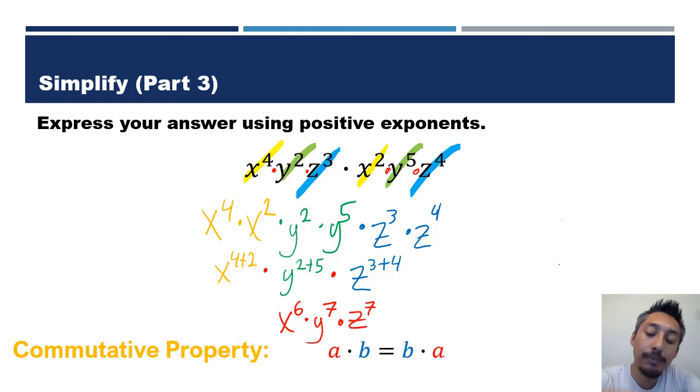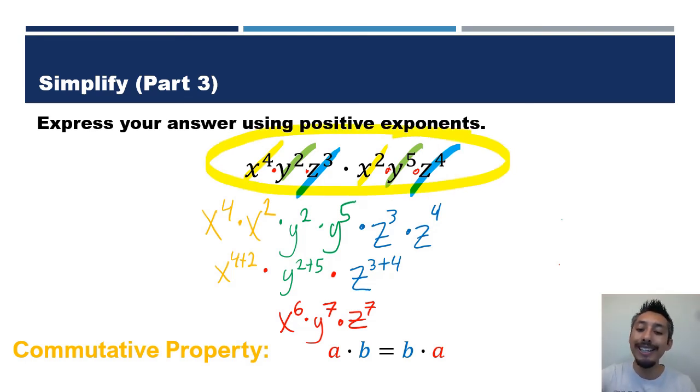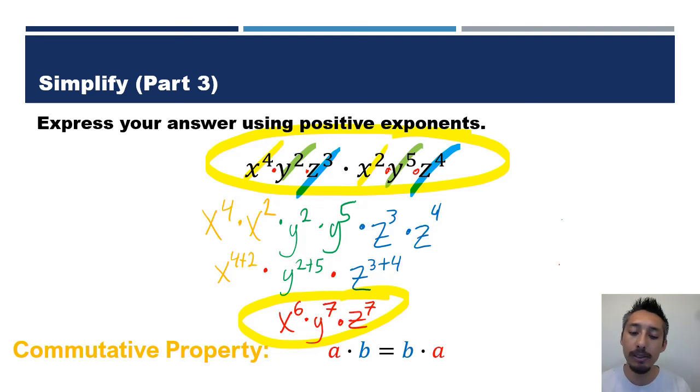of 7. To recap, this first problem right here is the same thing as saying this. X to the power of 6 times y to the power of 7 times z to the power of 7 is the same thing. It's simpler, just like the problem asked.